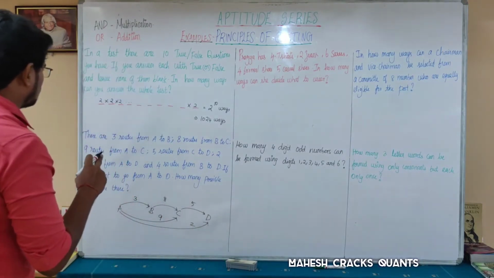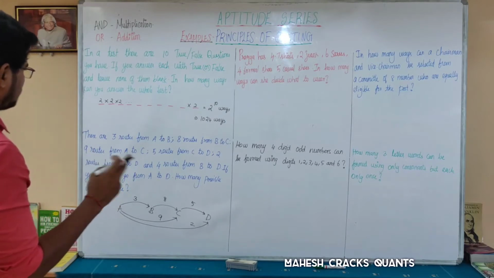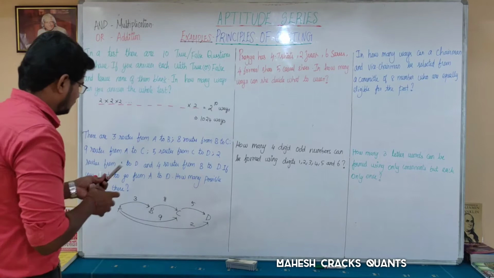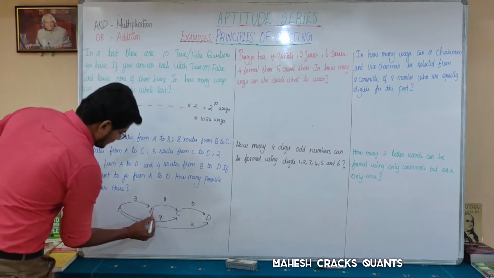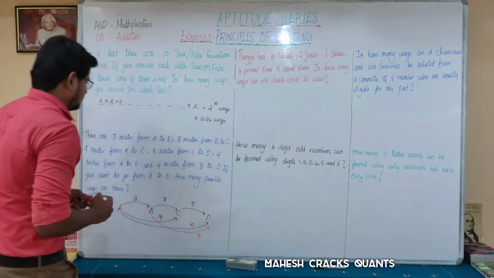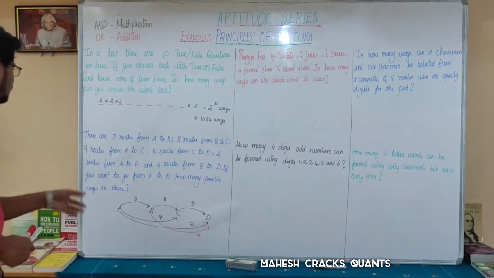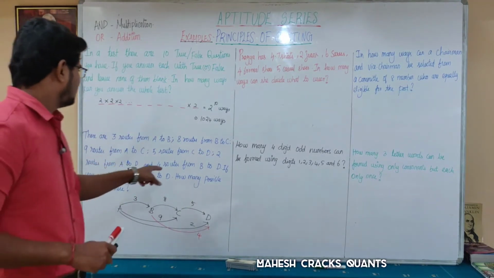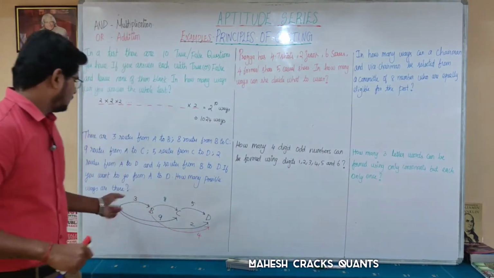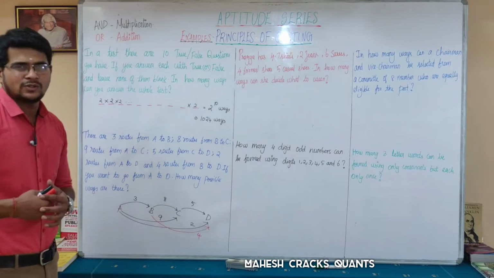And then 4 routes from B to D. So if you are going B to D, you have 4 routes. That's all. If you want to go from A to D, how many possible ways are there? So here you have to know in how many ways you can go.